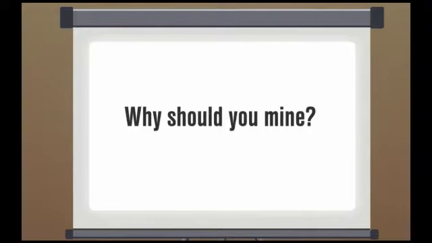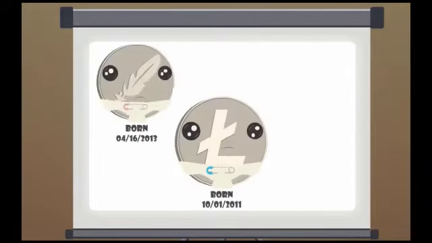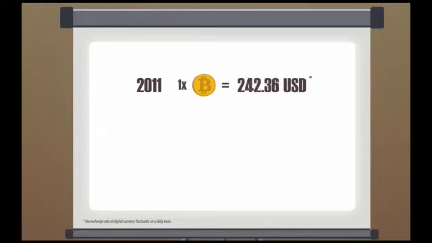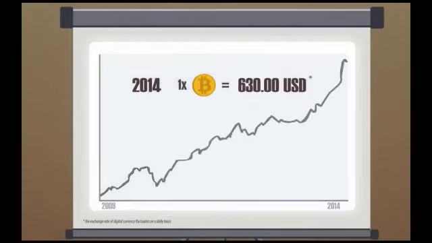Why should you mine? Well, one reason is because digital currencies are still in their infancy. In fact, Bitcoin, the first digital currency, was just issued in 2009. Since that time, the value of Bitcoin has risen dramatically. As the difficulty of mining new Bitcoins increases, the value of the coins has also increased.